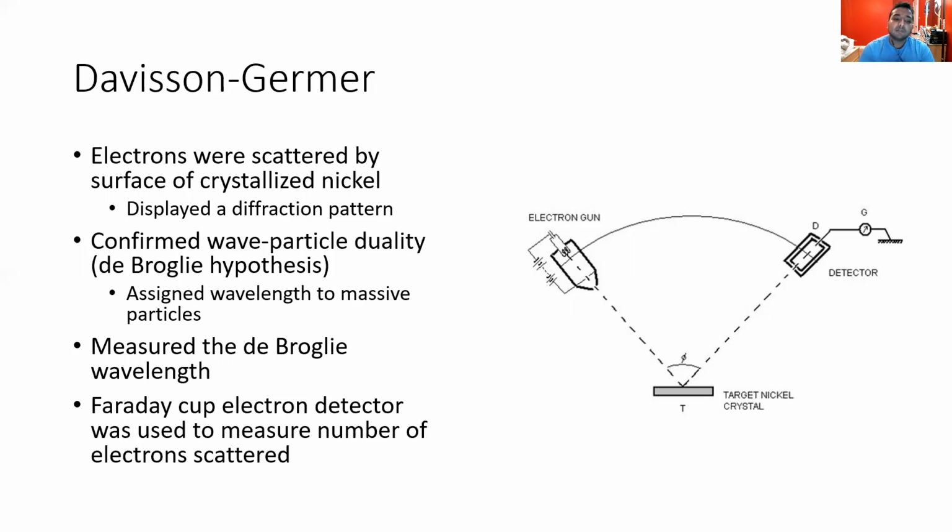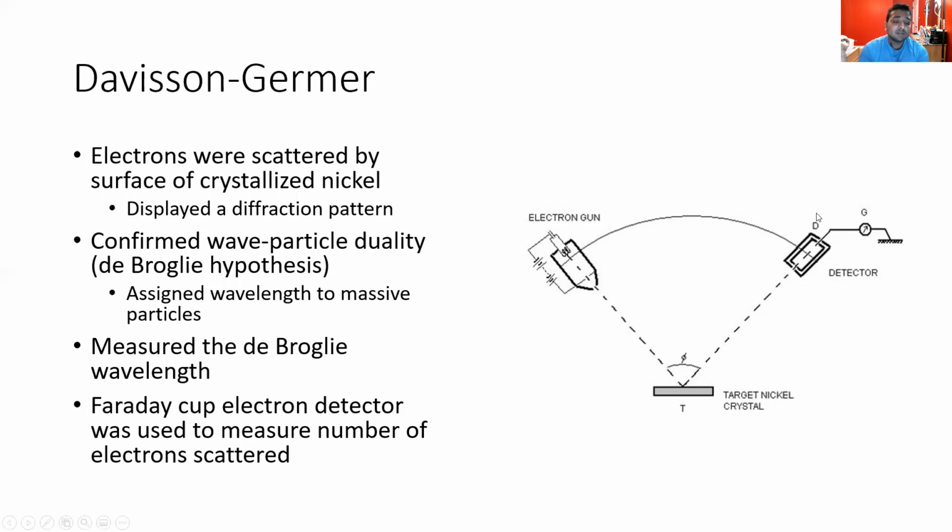So it confirmed the idea of wave-particle duality. It also confirmed the de Broglie hypothesis, which is the wave-particle duality. It also assigned wavelength to massive particles, which was a very important key concept. It also measured the de Broglie wavelength, which is very important. And this detector is actually what we call a Faraday cup, and it's just a way to measure electrons.